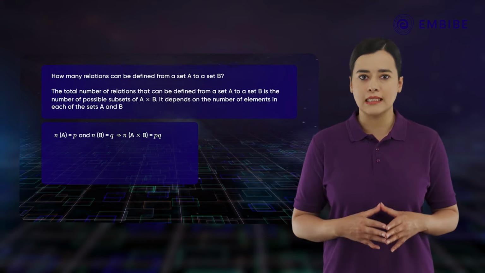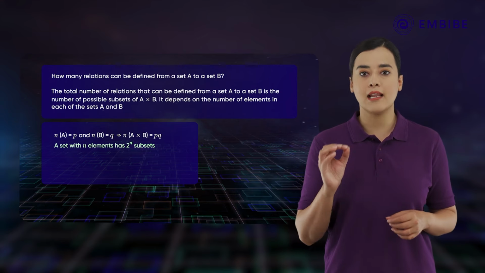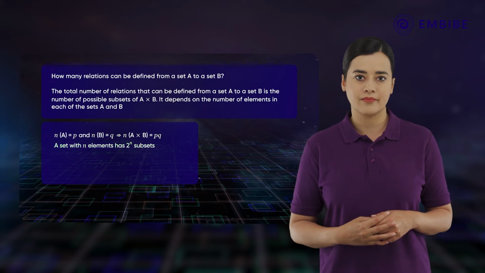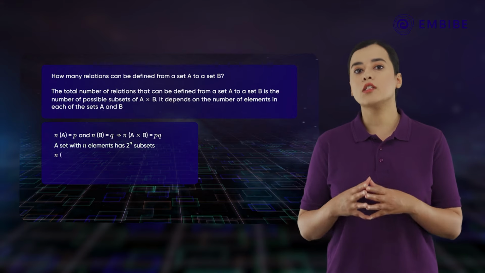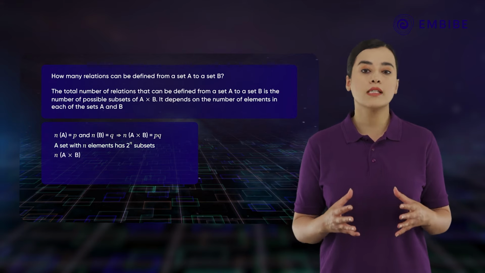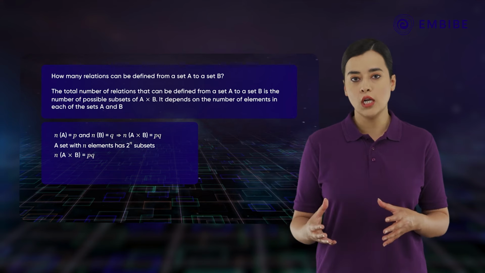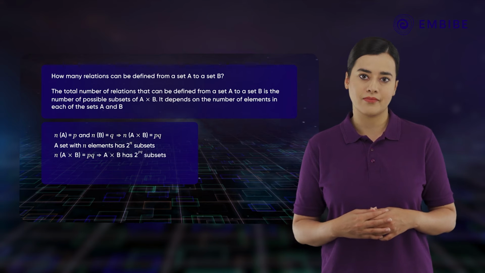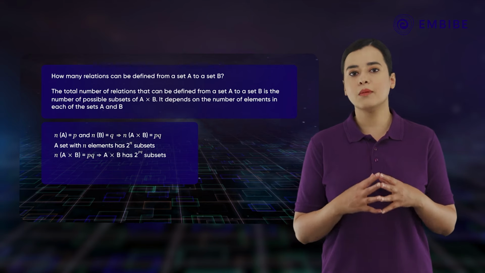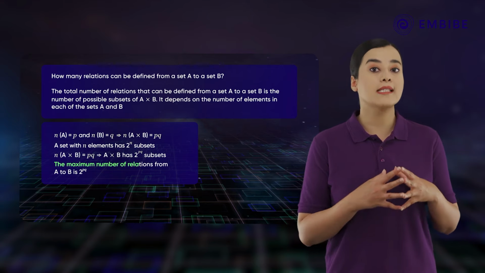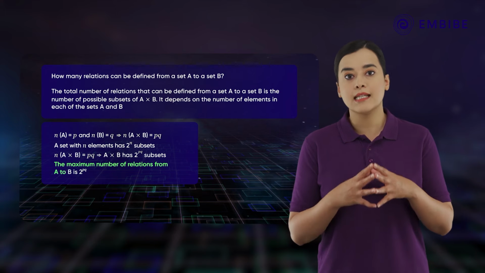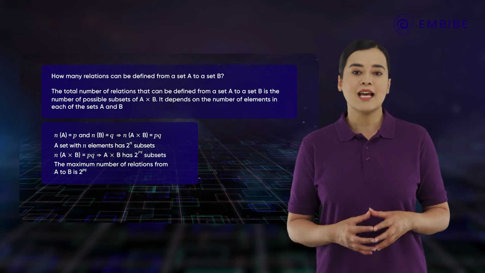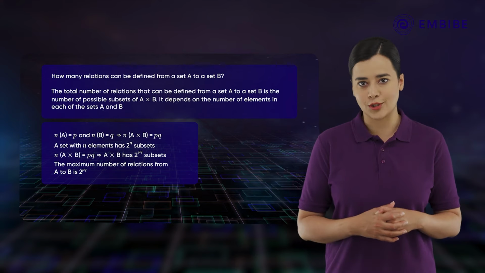You might have already learned that a set with n elements has 2 to the power n subsets. Thus, the set A cross B with the number of elements equal to P times Q can have 2 raised to PQ subsets. That is, the maximum number of relations from set A to set B is 2 raised to PQ. That were some basic definitions about relations.